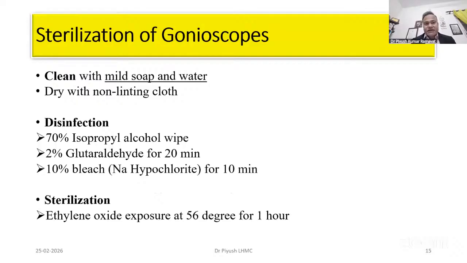While cleaning the gonioscope in between patients, you can clean it with mild soap and water. While for disinfection, you can use 70% isopropyl alcohol wipes, 2% glutaraldehyde for 20 minutes, or 10% bleach for 10 minutes.